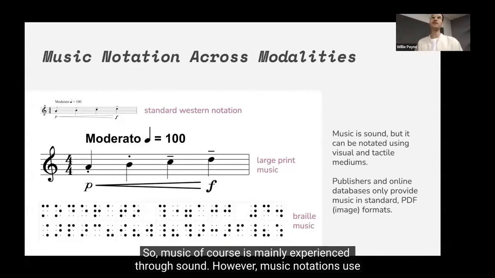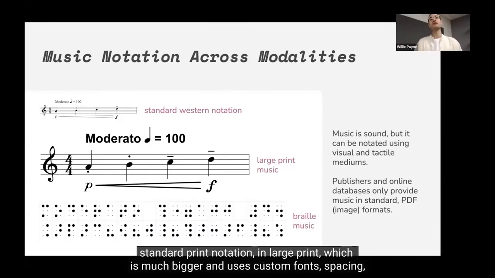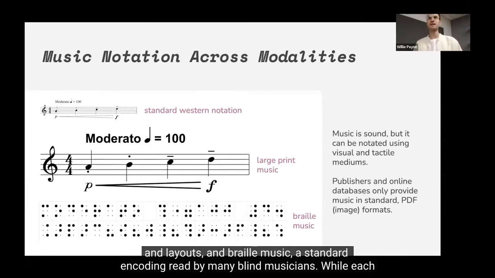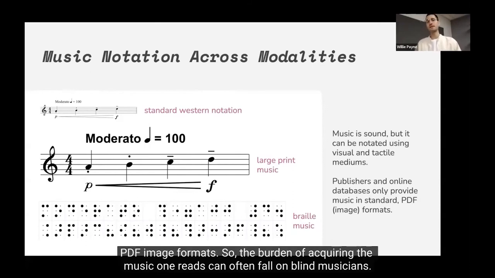However, music notations use other mediums like print or braille. In the figure, there's one measure of music displayed three ways: in standard print notation, in large print, which is much bigger and uses custom fonts, spacing, and layouts, and braille music, a standard encoding read by many blind musicians. While each of these forms of notation exists, publishers and online databases only provide music in standard PDF image formats. So the burden of acquiring the music one reads can often fall on blind musicians.